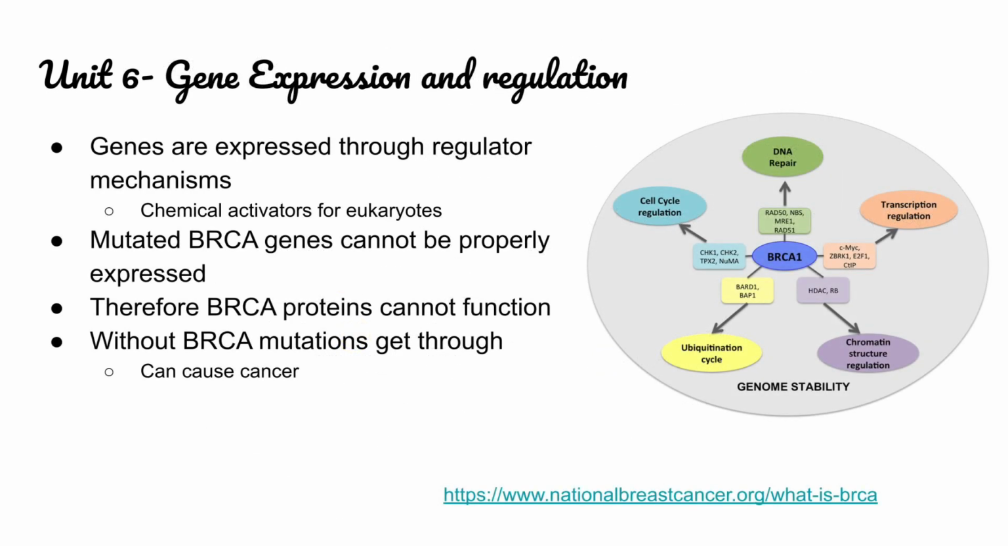Unit 6 discussed how genes are expressed, especially relating to regulatory mechanisms. For eukaryotes, this is done through chemical activators that are only present in certain areas of the organism so that only certain genes are expressed in those areas.